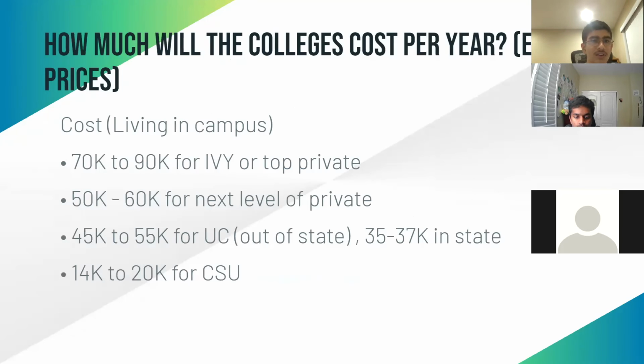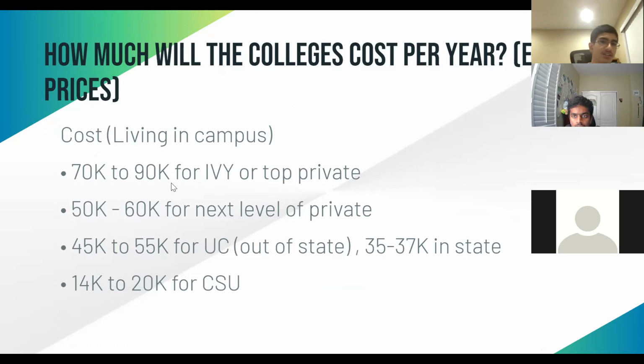All right, let's move on to the next slide. How much will the colleges cost per year? Now, these are estimated prices. If you live on campus, it's going to cost anywhere from 70K to 90K for Ivy or top private school colleges. So this is Stanford. Carnegie Mellon is also a top private, I believe. Harvard, Cornell, and all those. And 50 to 60K for the next level of private.